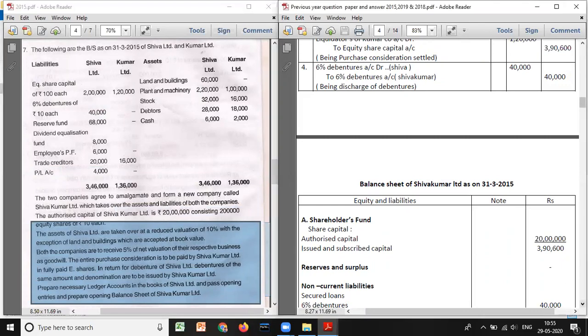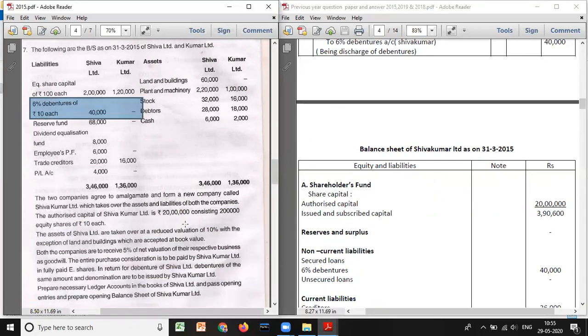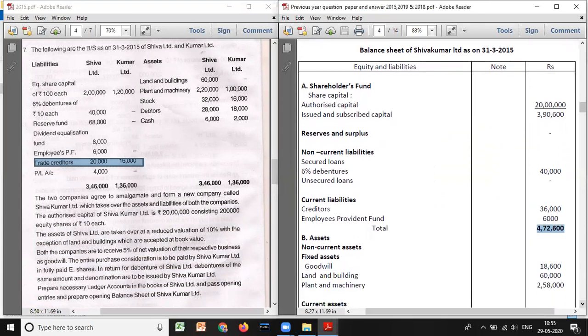We'll go to liabilities. Non-current liabilities: we have secured loan under the 6% debenture, 40 plus nil, 40. And we don't have any other unsecured creditors. Next, we have current liabilities. Employee provident fund, 6,000 plus nil, 6,000. Trade creditors, 20 plus 16, 36. So totally, if you add, it will be 4,72,000.